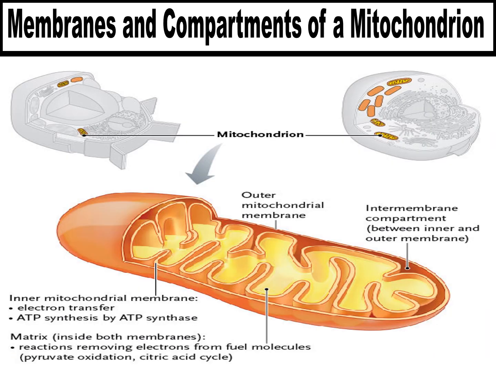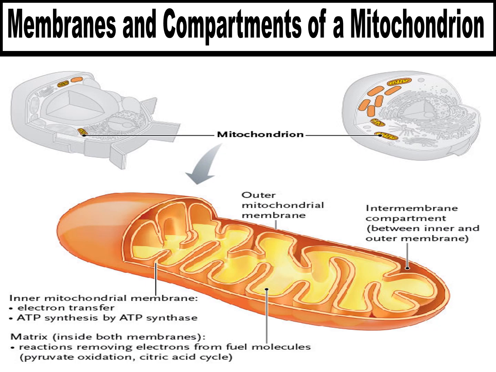This slide shows several views of a mitochondrion. Here, you can clearly see the location of the inner and outer mitochondrial membranes as well as the intermembrane space and the mitochondrial matrix. Remember, the citric acid cycle takes place in the mitochondrial matrix, and the electron transport chain takes place in the inner mitochondrial membrane.